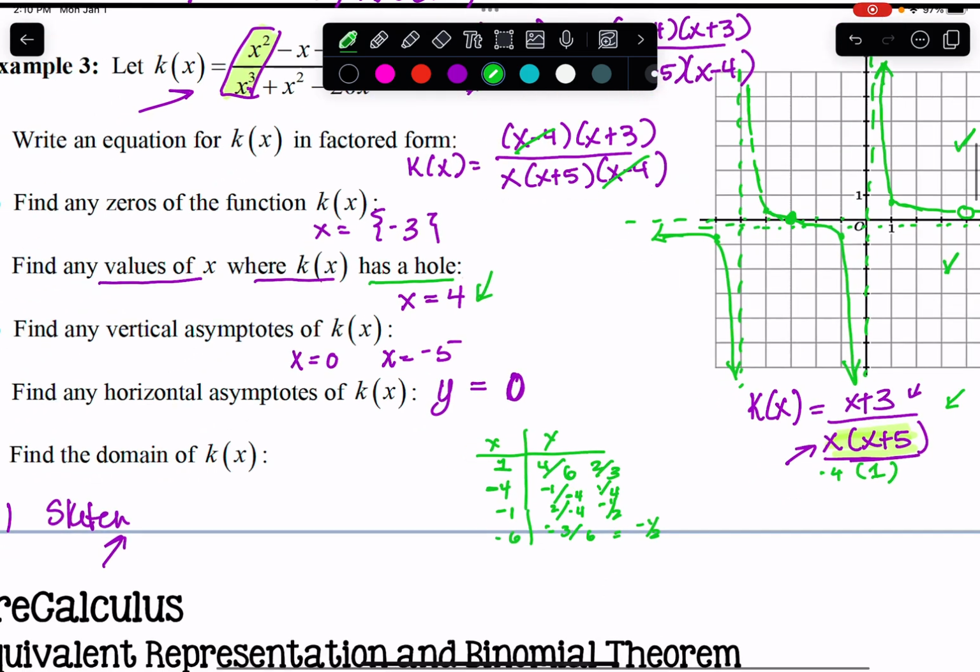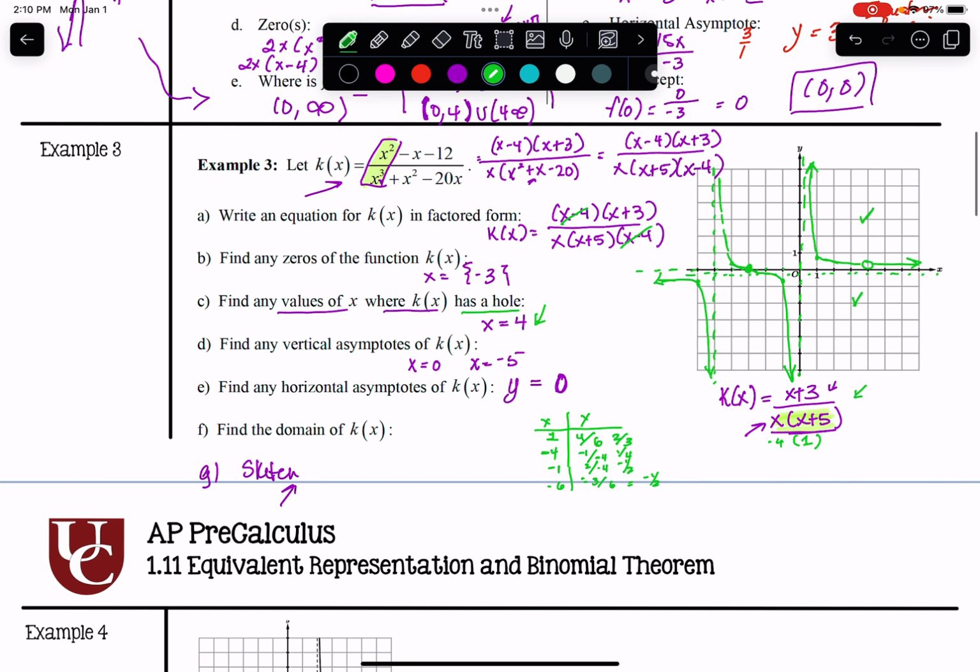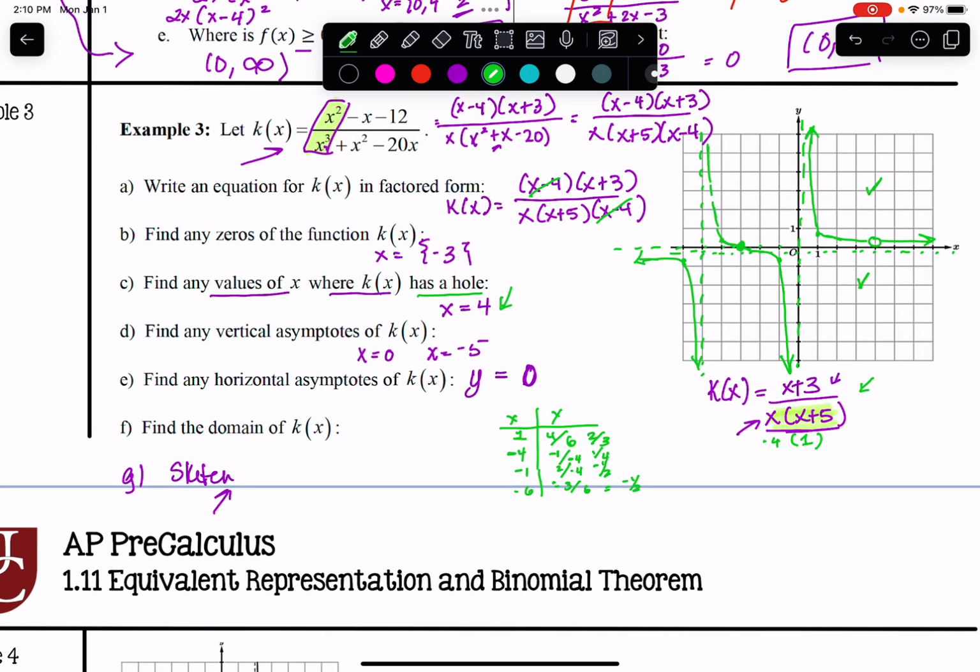So now we have to be able to write the domain. The domain cannot equal -5, it cannot equal 0, and it cannot equal 4. So let's just write that out. X such that x is not equal to -5, x is not equal to 0, and x is not equal to 4. That's it in set notation. All right, I'm going to stop that video here.